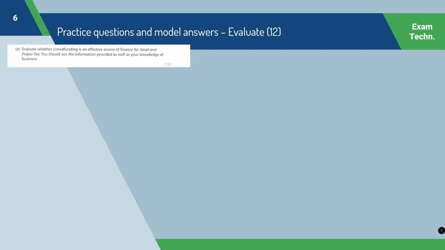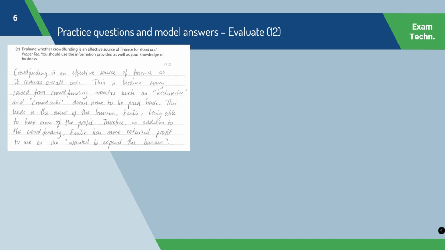So let's have a look at an answer then. This is the question that we're going to have a look at, and this is the student answer we've got. So evaluate whether crowdfunding is an effective source of finance for Good and Proper Tea. And obviously, as we mentioned, this is a sample answer, so this is going to include an alternative paragraph, but we've made it really clear you don't do that unless you've got a really good one and you're aiming for 12 out of 12 basically.